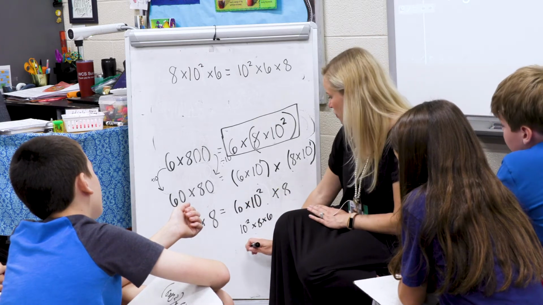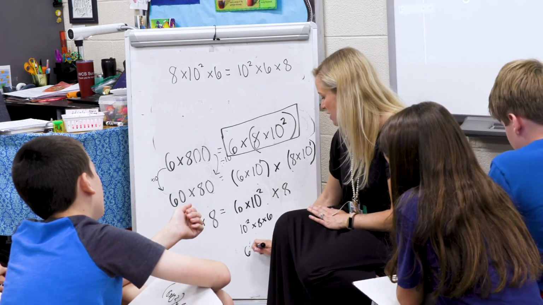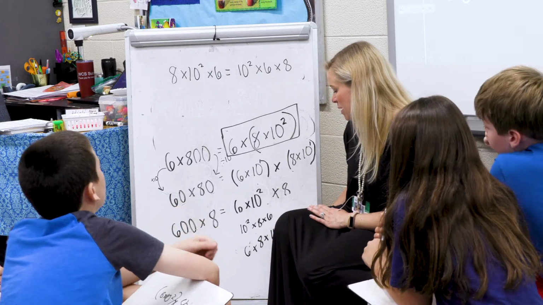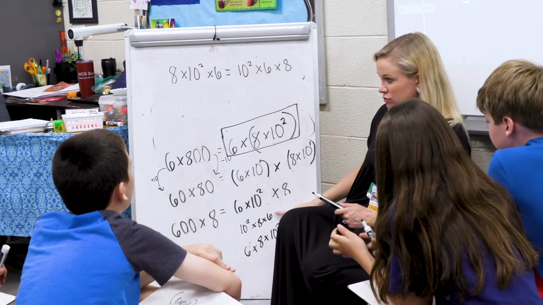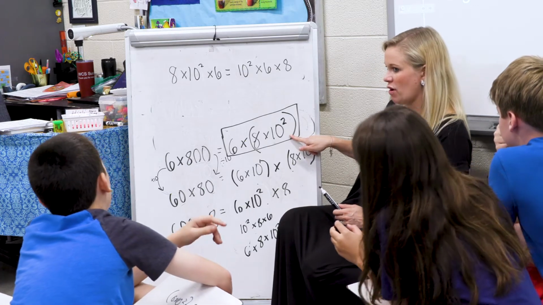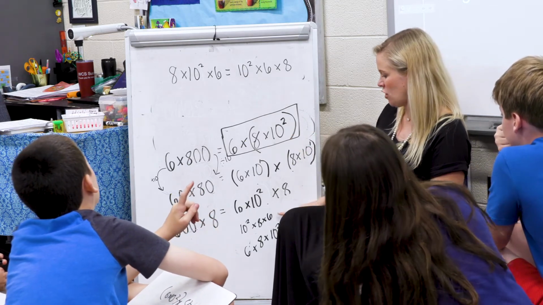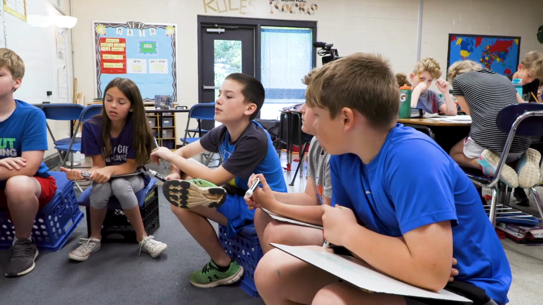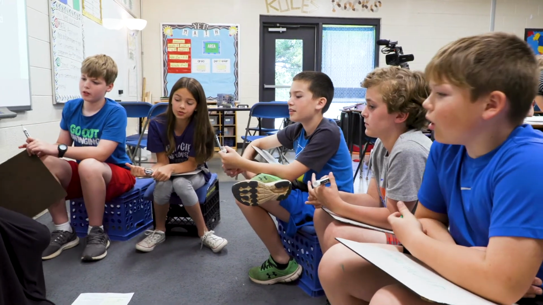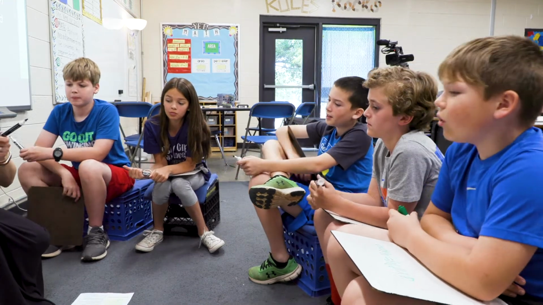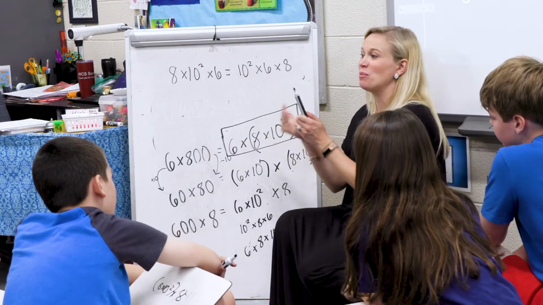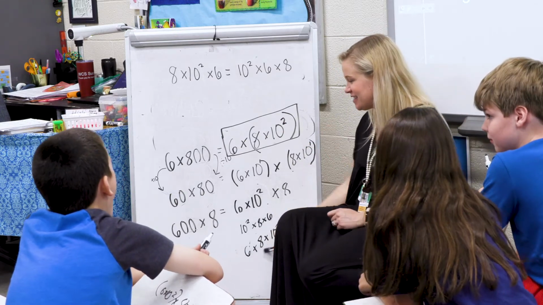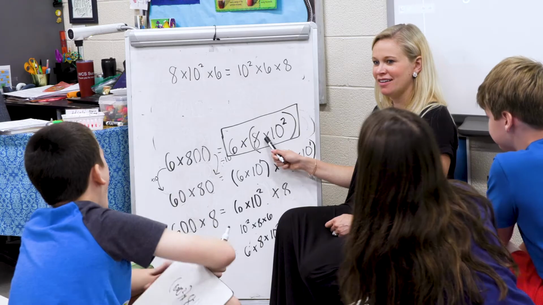Okay, let's try that. So if we do 6 times 8 times 10 to the second power using the commutative property, which one of those two looks most similar to this top one? Carter's or Andrew's? Andrew's, right? So we could do that, Carter. If we start there, though, we're going to have to do a little bit more moving around. If we move this around, though, is that the same equation as we have up here? Oh, now I see it.